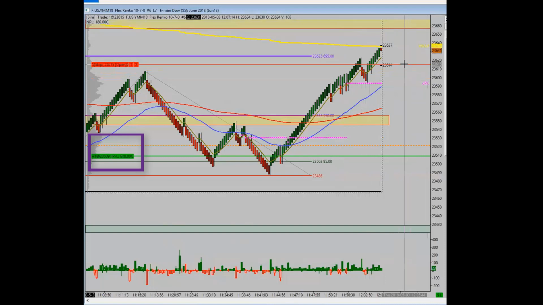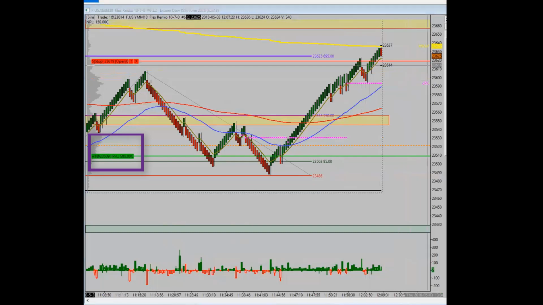Let's tighten her up. I am moving my stop. My stop is now at 615. I'm actually going to raise it up to 619. So no matter what, that is protecting 110 ticks.